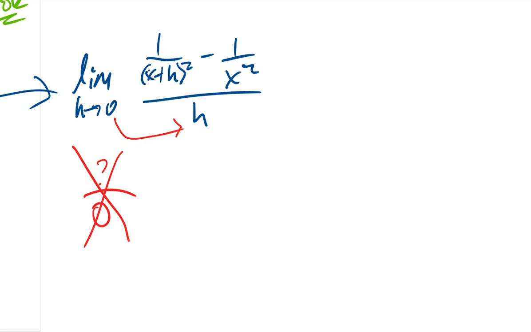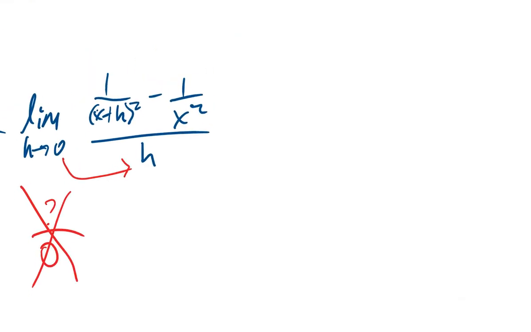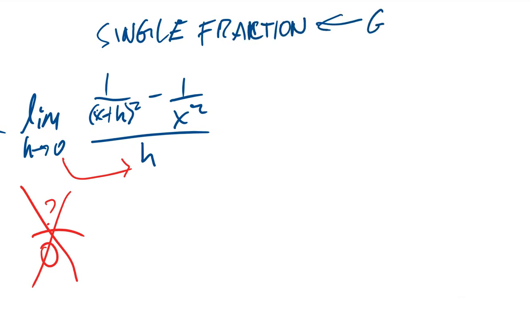Okay, so what you want to do is manipulate this until you can plug in 0 for h. So what I'll do is try to make this one single fraction. There's a bunch of fractions. I want to make it a single fraction. That's my goal.